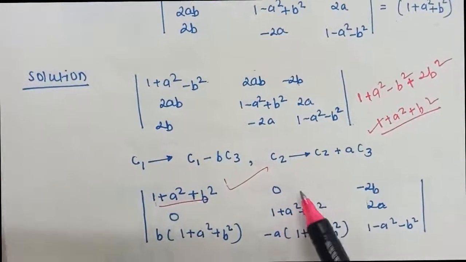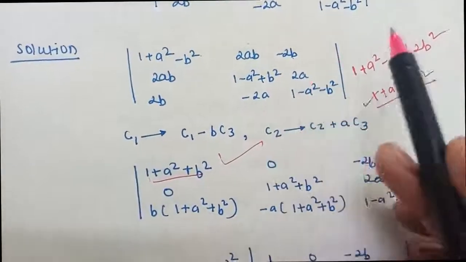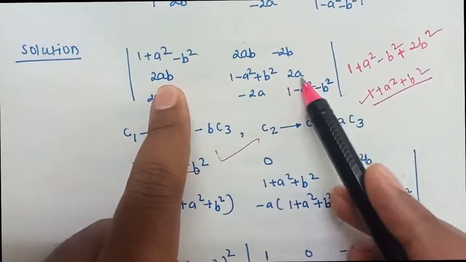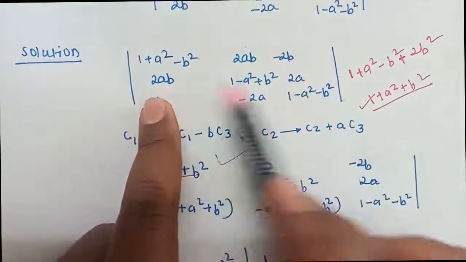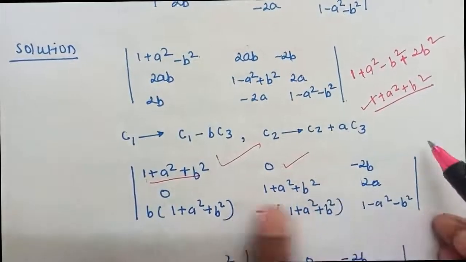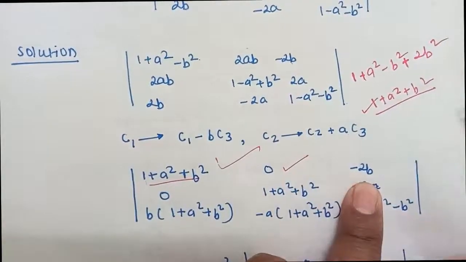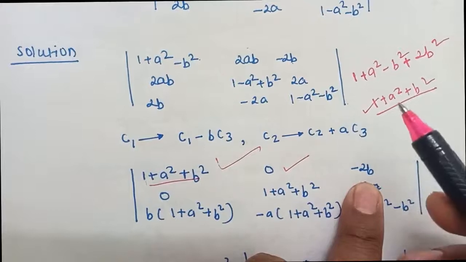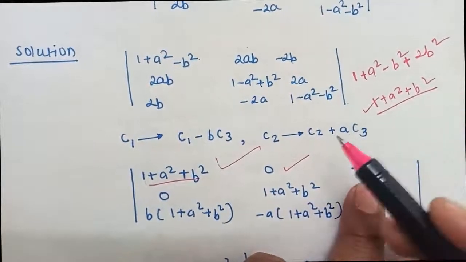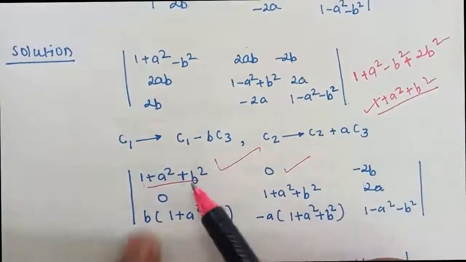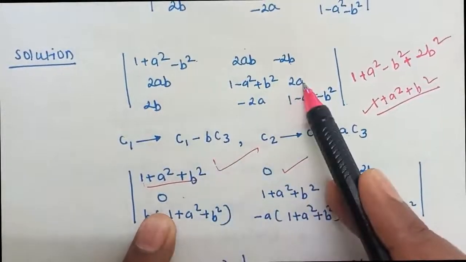Next is 2ab. Multiply this with b, so it will become 2ab, minus this and this, it will become 0. Here 2ab and 2ab, that will be 0.